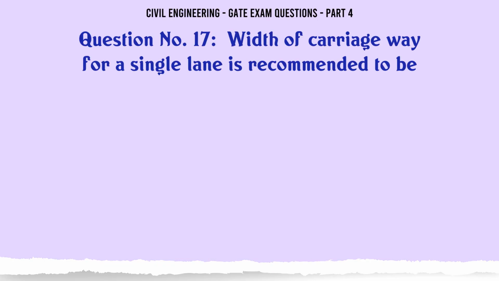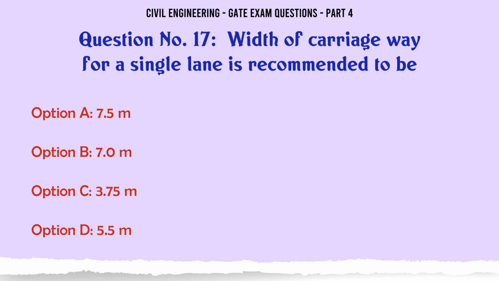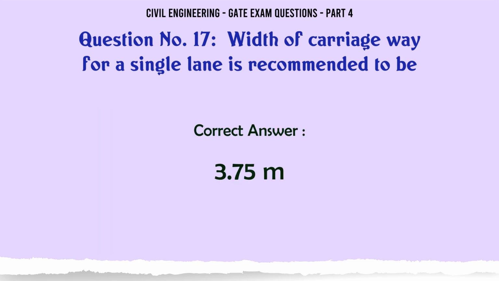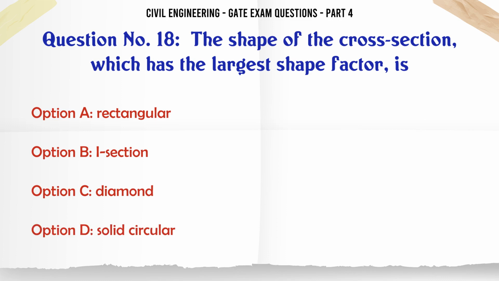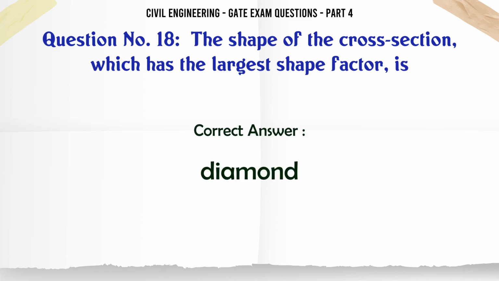Width of carriageway for a single lane is recommended to be A. 7.5 m, B. 7.0 m, C. 3.75 m, D. 5.5 m. The correct answer is 3.75 m. The shape of the cross-section which has the largest shape factor is A. rectangular, B. I-section, C. diamond, D. solid circular. The correct answer is diamond.